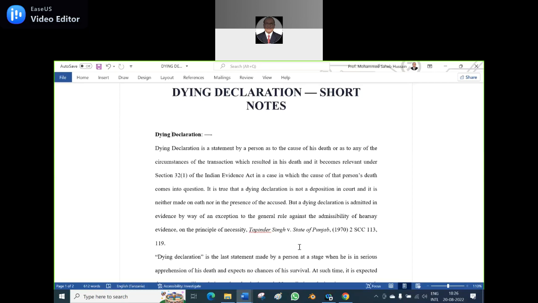Now you tell me, how do you read it? I want to test your knowledge. Section 32 clause 2? 32 clause 1. Clause 1, not subsection 1. Now you tell me the distinction between a subsection 1 and clause 1.